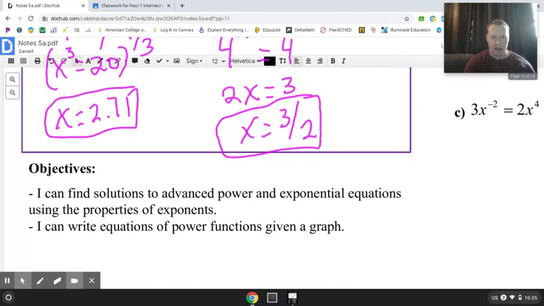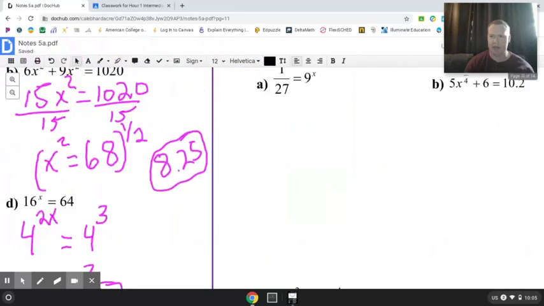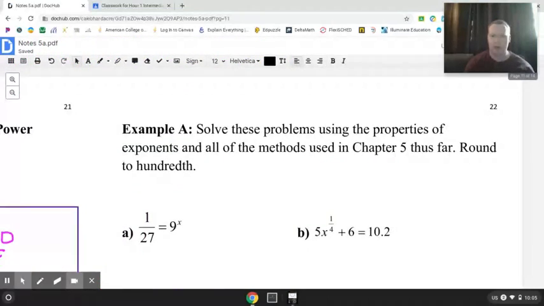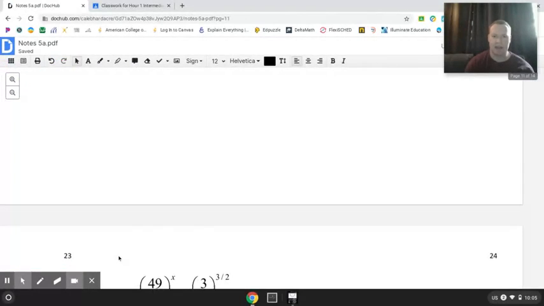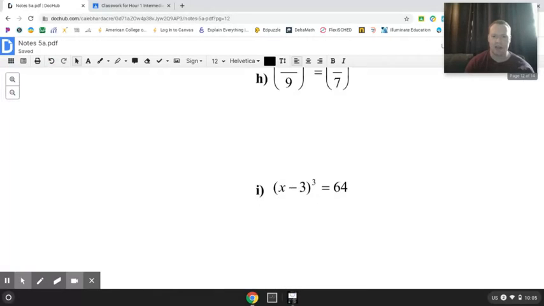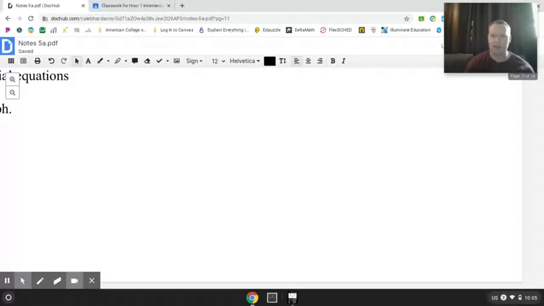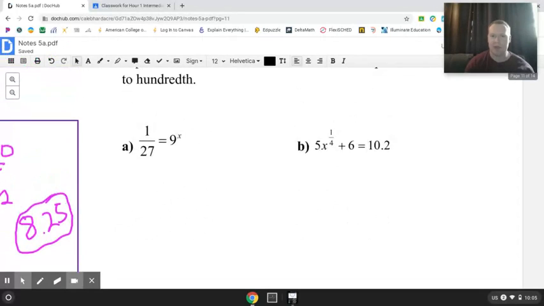Objectives. We're going to continue working with power and exponential functions. There's nothing new. It's just now taking all of our properties and applying them. And then we'll get to the graph, but probably not today. So our one example today is just a bunch of different problems, okay? And they go on to the next page. So you're just going to solve these problems using all of the properties.